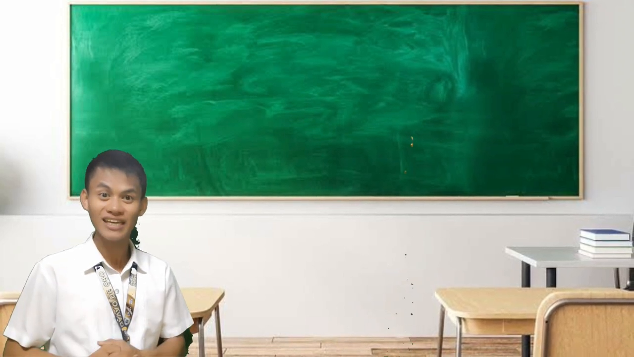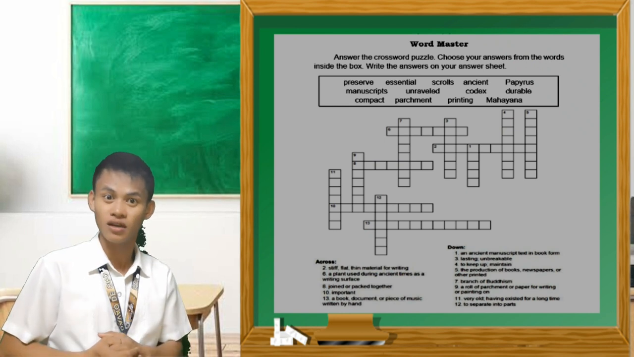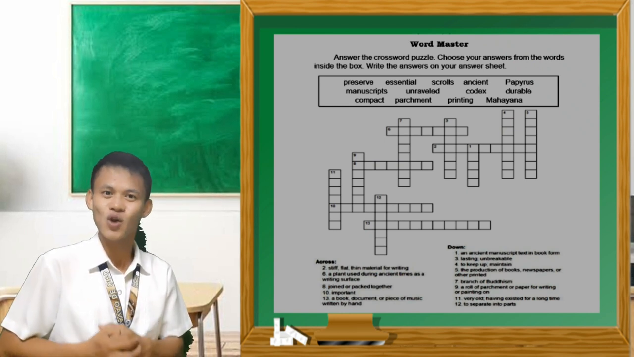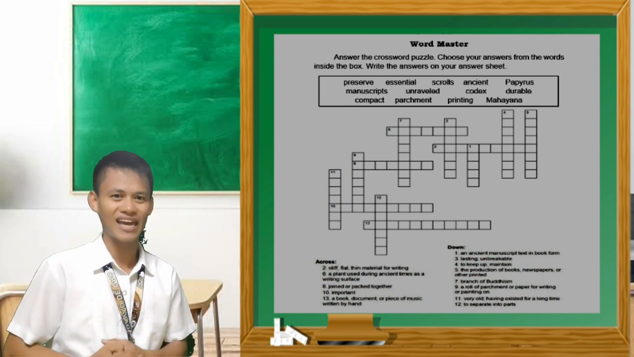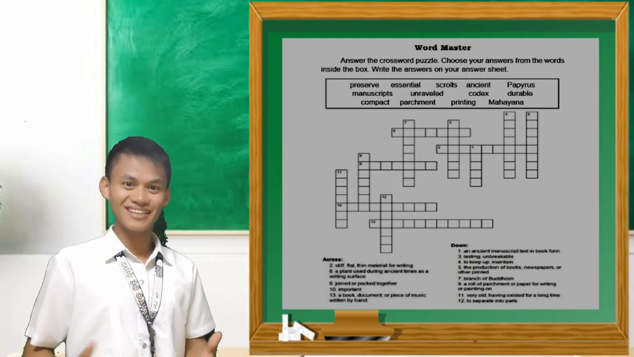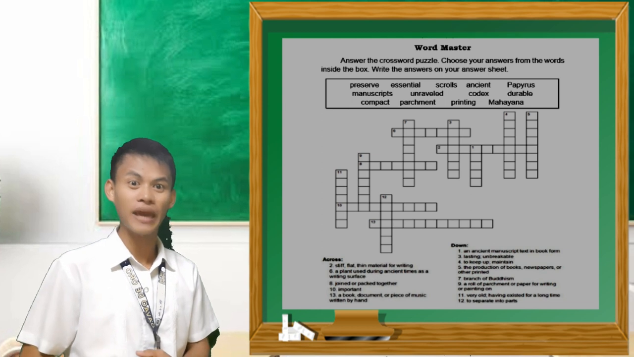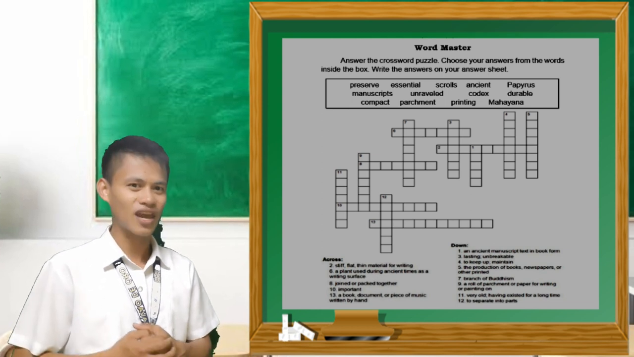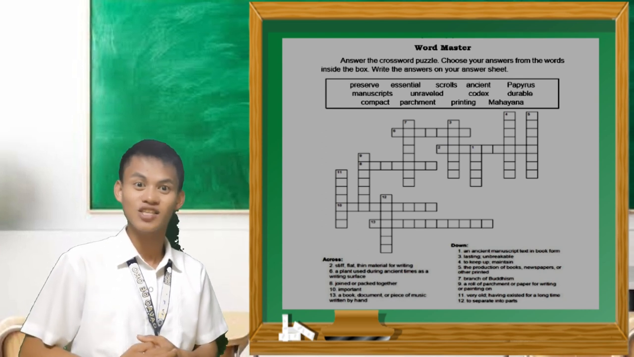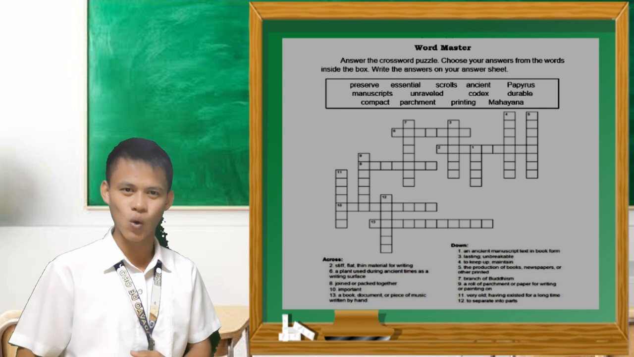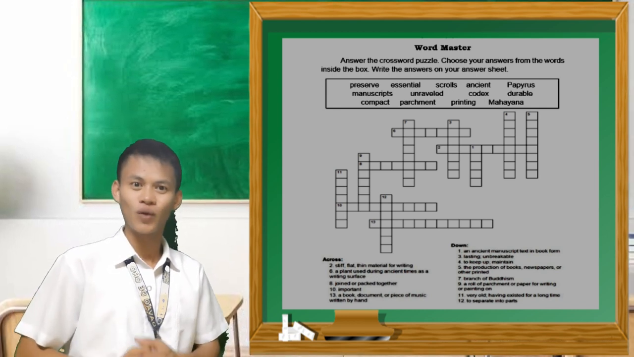During our short break, answer the crossword puzzle on page 5 of your module. You can use a dictionary to help you out. Then, check your answers using the key on page 24. I'll repeat. During our short break, answer the crossword puzzle on page 5 of your module. Then, we will begin reading the paragraph about books when we come back.